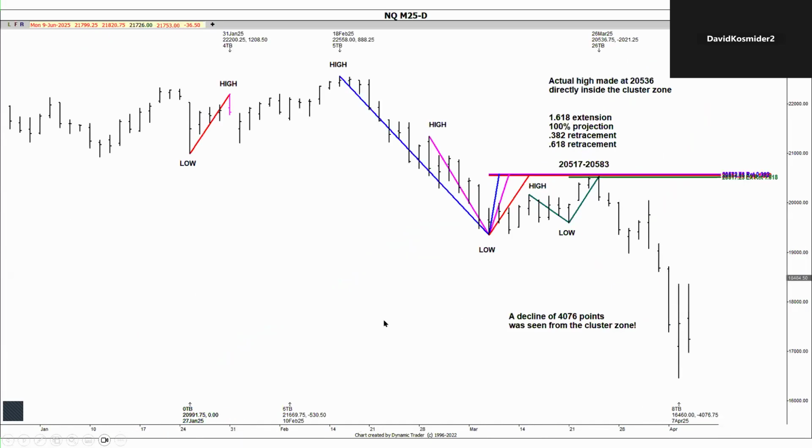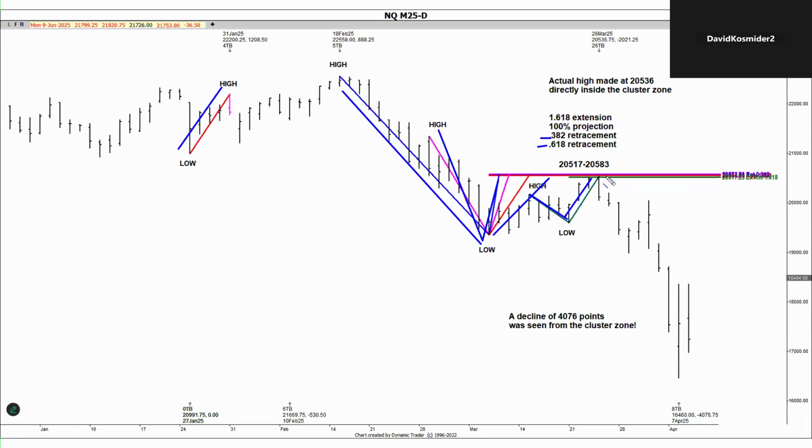Okay, another example of a price cluster. This is a daily chart of NASDAQ futures. Here, we measured a low to a high, projected from a low. Measured a high to low. We have a retracement, probably the 382 of one, 618 of another, and a 1618 extension of another high to low. So this became another cluster.